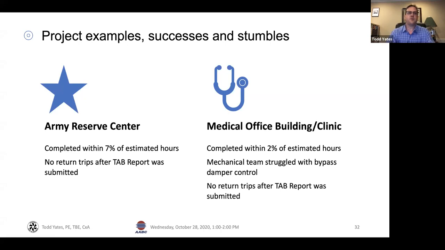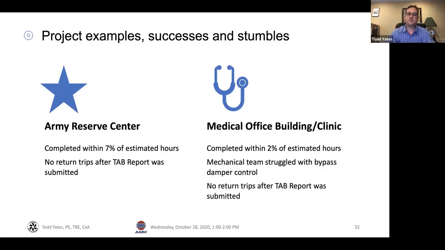We're not going to have cost overruns because we didn't guess at the right price for copper pipe or some other component. If we have overruns, it's going to be in time, whether it's our fault in planning or other people not planning for us. We're going to lose because we've made mistakes there. So the Army Reserve Center was completed within 7% of our estimated hours, and we had no return trips after the test and balance report was submitted.